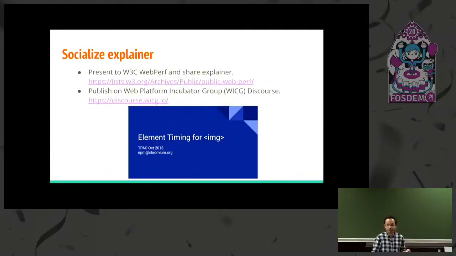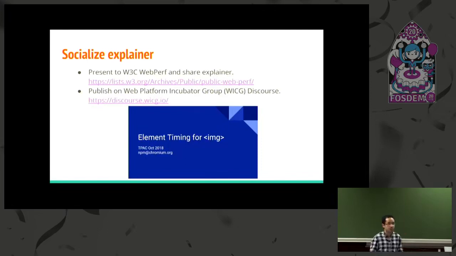So basically, we have an agenda every 2 weeks where we just gather together for an hour and talk about whatever topics are on the agenda. And we have roughly yearly face-to-face meetings. So we gather for, let's say, a full day and try to solve as many problems as we can in this space. Another way to socialize the explainer is via the Web Platform Incubator Group, or WICG discourse.